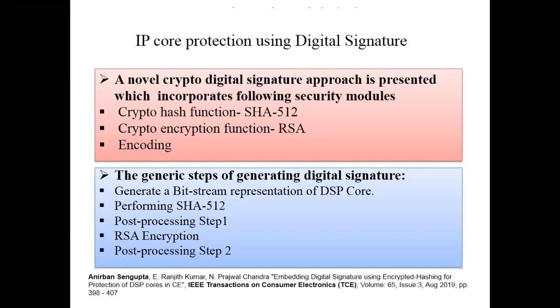The generic steps of generating a digital signature are to first perform a bit stream representation of the DSP code. This DSP code is nothing but the application that you want to secure. Then we perform SHA-512, which takes an input of 1024 bits and produces 512 bits. Once that is done, we perform post-processing, followed by RSA encryption, and then again post-processing. So these are the major steps. I'll give an example.